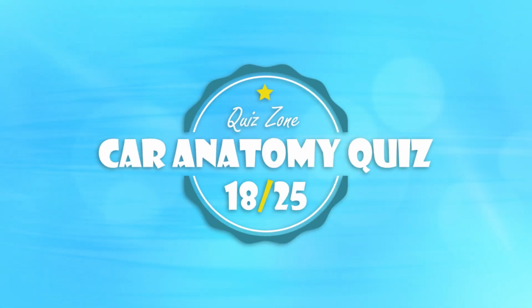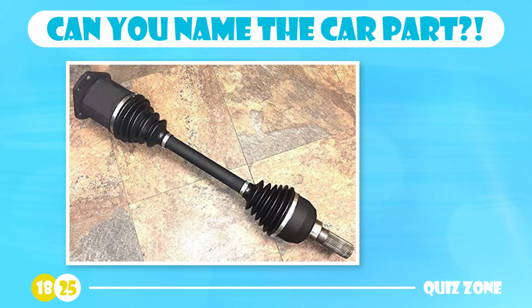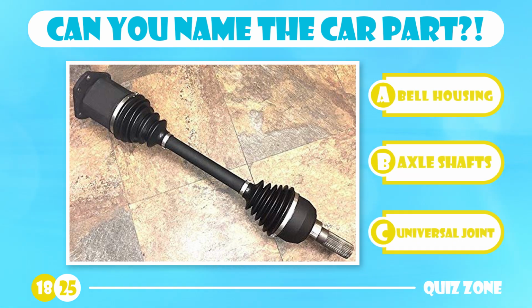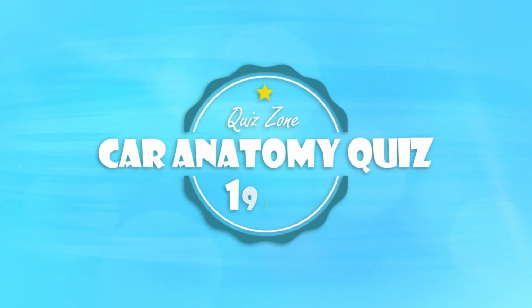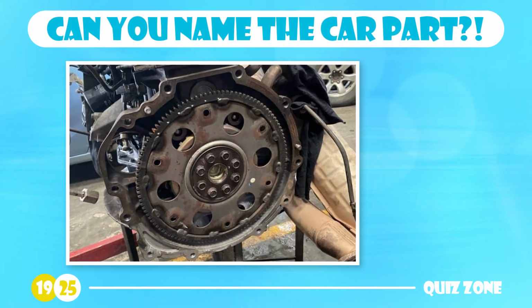And now to our next question. Can you name the part shown in the image? Is it the bell housing, axle shafts, or universal joint? Axle shafts attach the car wheels to the gears and form part of the transmission, which allows the wheels to turn.